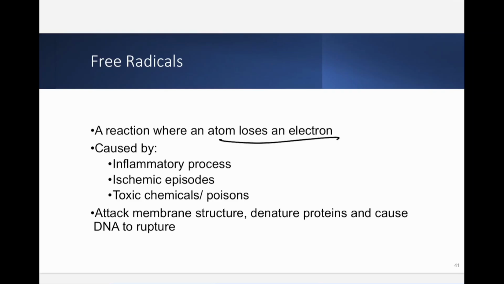Free radicals can also cause injury. That's when an atom loses an electron. Inflammation can cause free radicals. Ischemia, toxic chemicals, and poisons can all cause free radicals. What free radicals do is attack membrane structure, denature proteins, and cause your DNA to rupture. So that's what free radicals do.